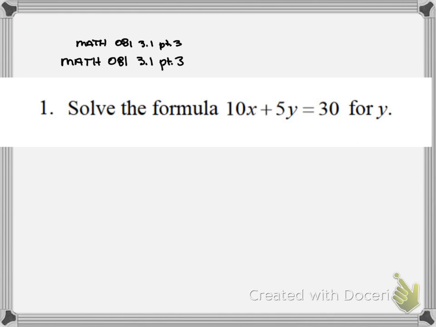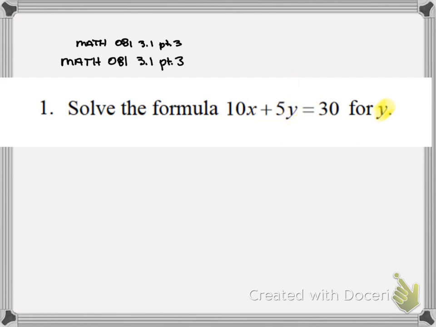So we have this formula here, or equation, however you want to call it, and we're trying to solve for y. So again, what that means is that we're trying to isolate this y. We want to get rid of the 10x, and then we're also going to have to get rid of the 5 that's sitting next to the y. Okay? And remember, we're doing this by using inverse operations.